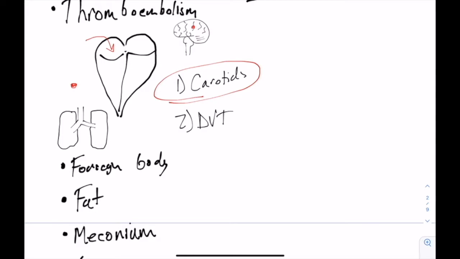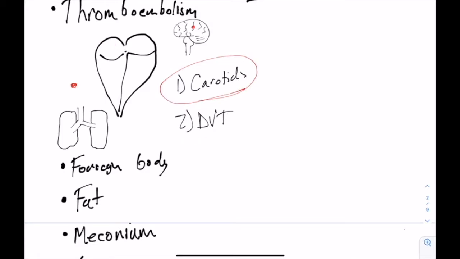So my right carotid will travel to my right brain usually, and my left carotid will travel to my left brain usually. This is important to remember because on physical exam, you can listen for carotid bruits over the carotid arteries. And hearing a carotid bruit does raise your suspicion that there's narrowing in those carotids.